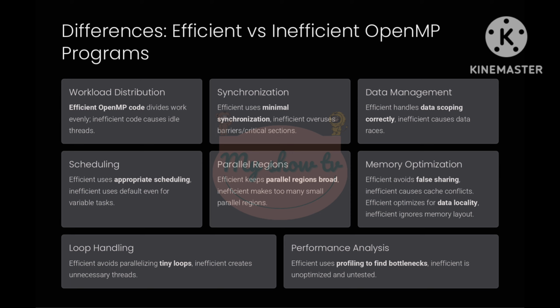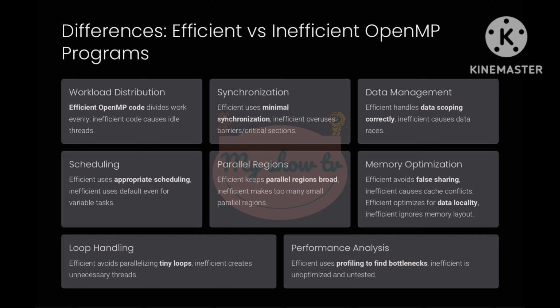Efficient code uses proper scheduling, like dynamic scheduling for variable tasks. Inefficient code uses defaults even when tasks vary. Efficient code keeps parallel regions broad and meaningful. Inefficient code has too many small parallel regions. Efficient code avoids false sharing, aligning variables to avoid cache line issues. Inefficient code doesn't care for memory layout. Efficient code uses data locality, keeping data near threads for faster access. Inefficient code causes cache misses.